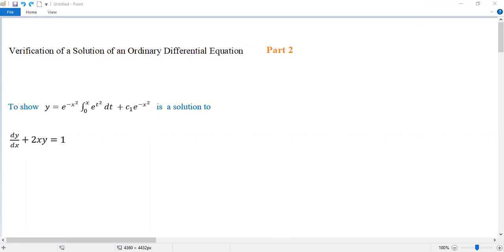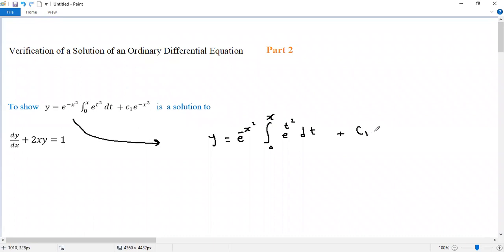Now, to show it is a solution, first we have to find the derivative dy/dx. This one is the y. So y equals e to the negative x squared times the integral from 0 to x of e^(t squared) dt. This is the first part of y, which is a multiplication, e to the negative x squared times the integral. Plus the second part, c1 e to the power minus x squared.